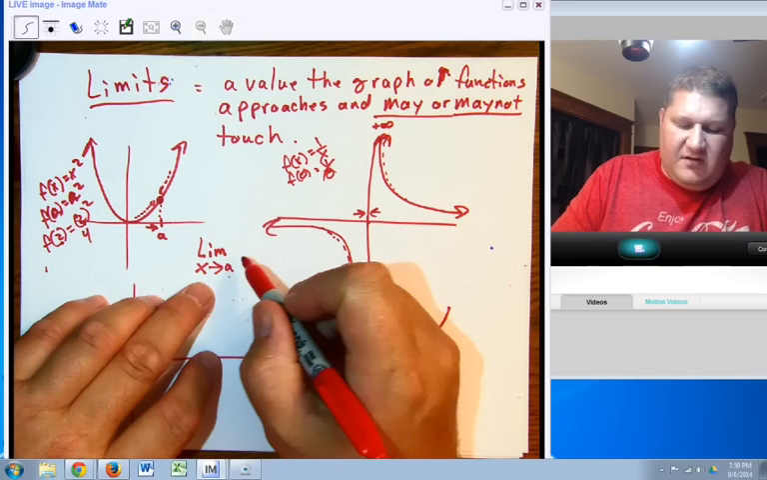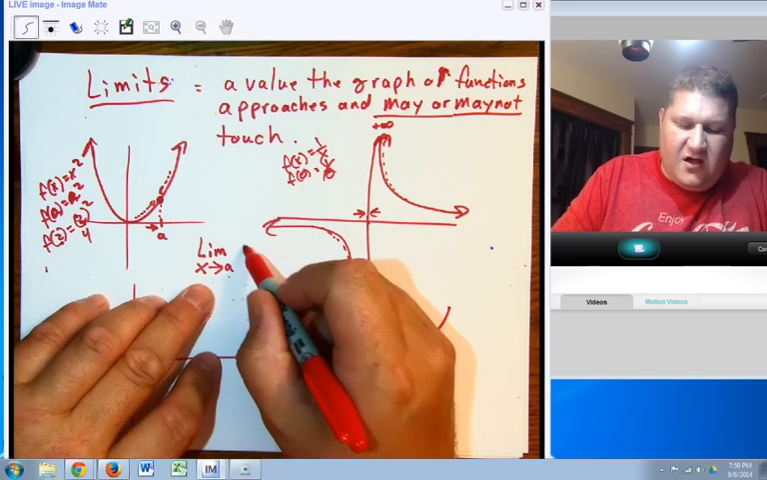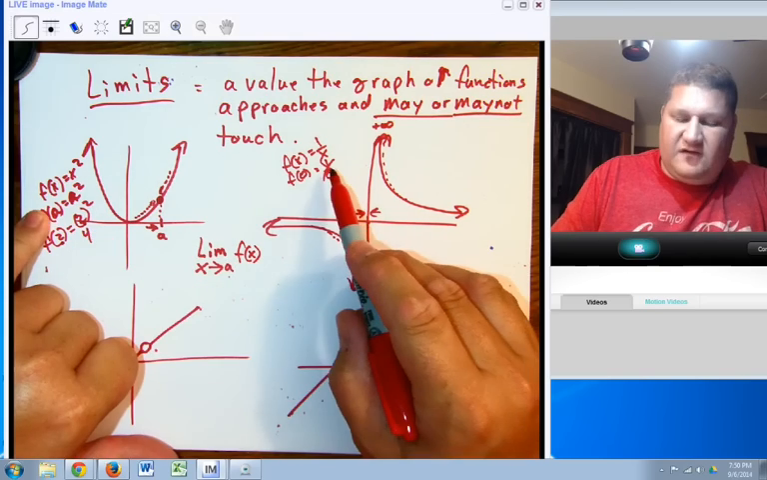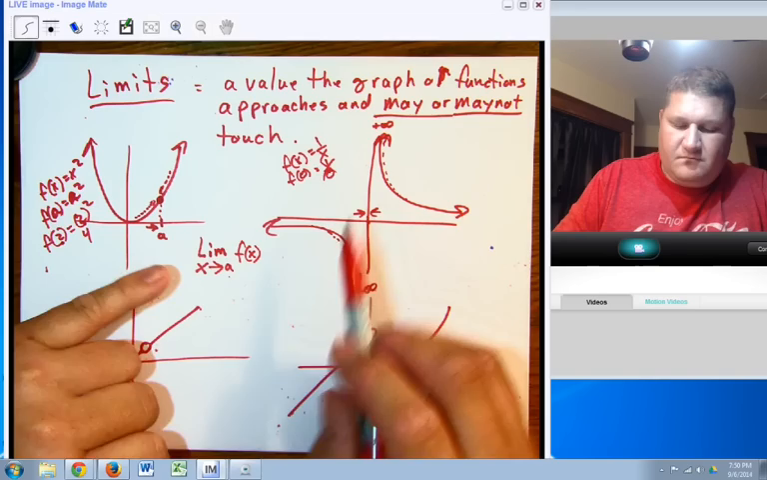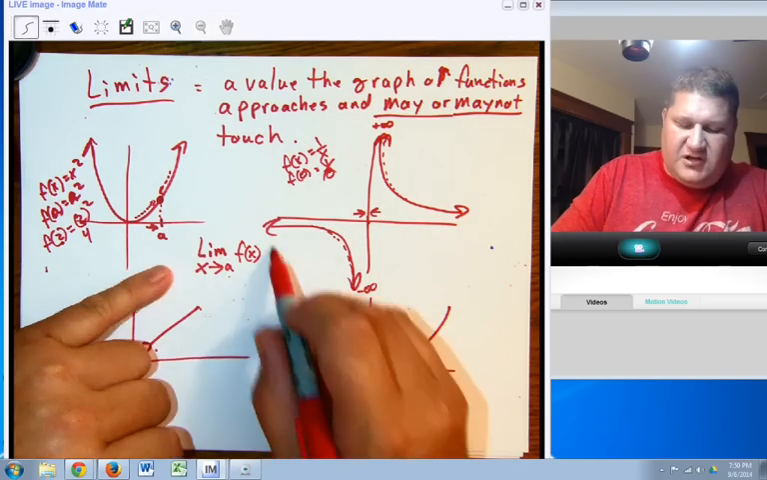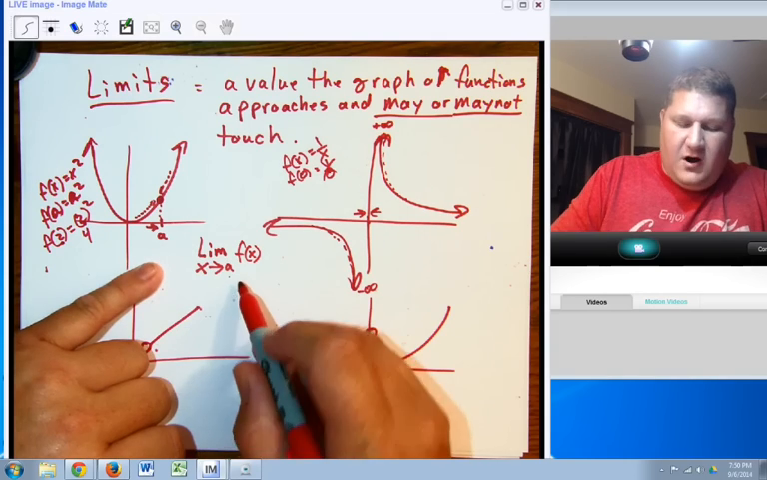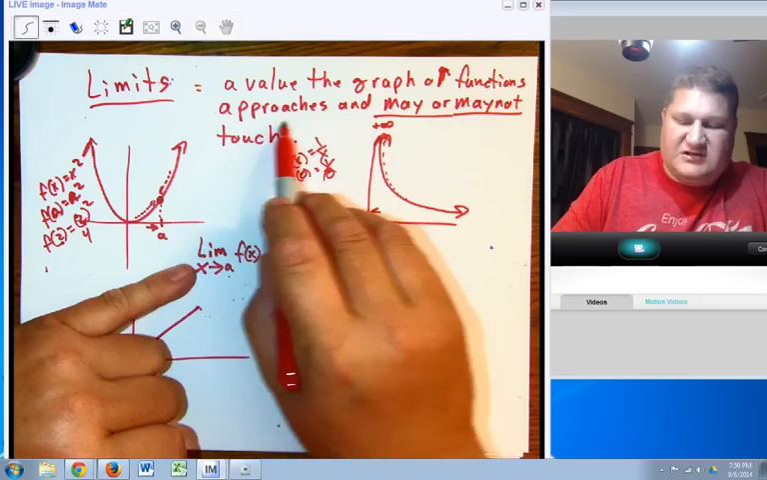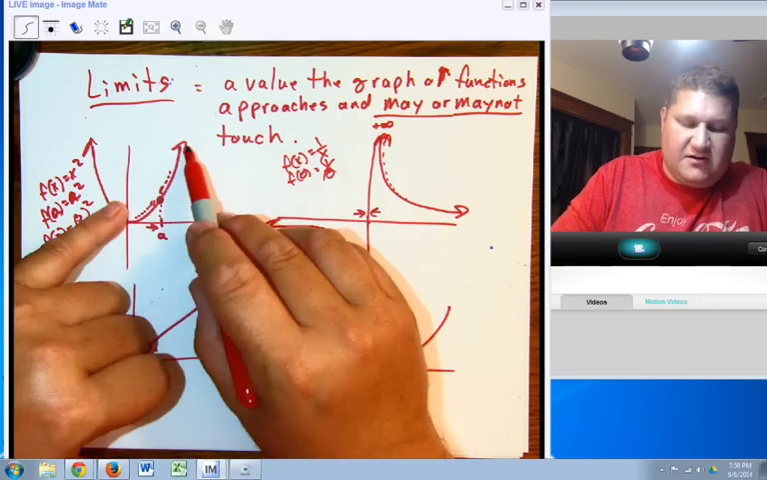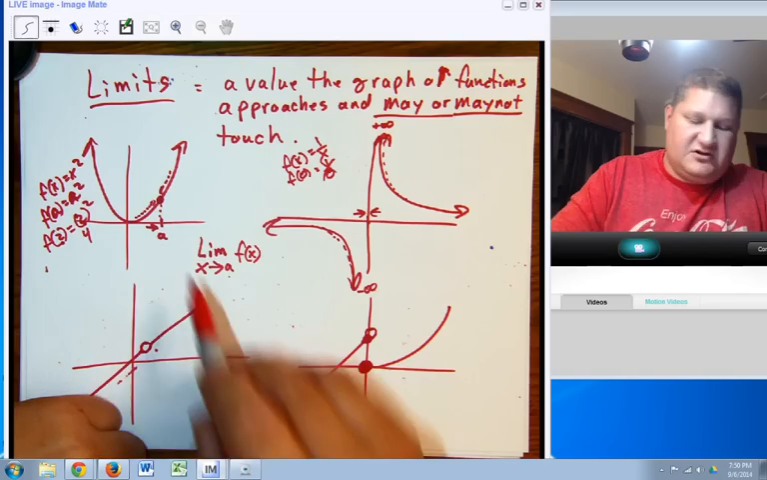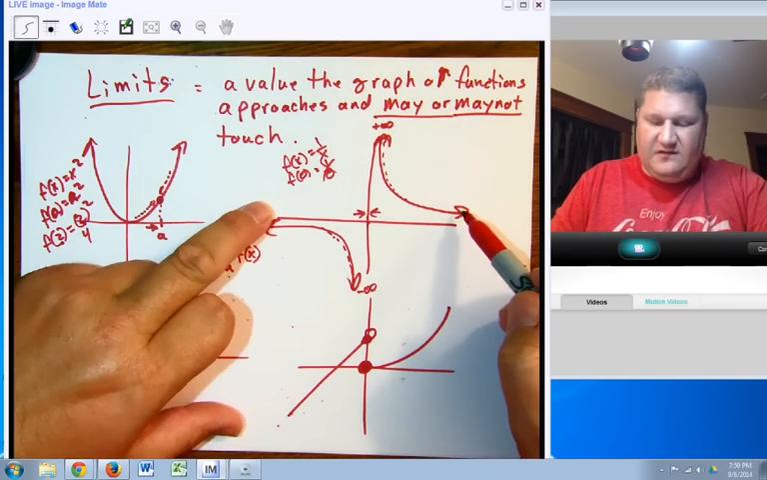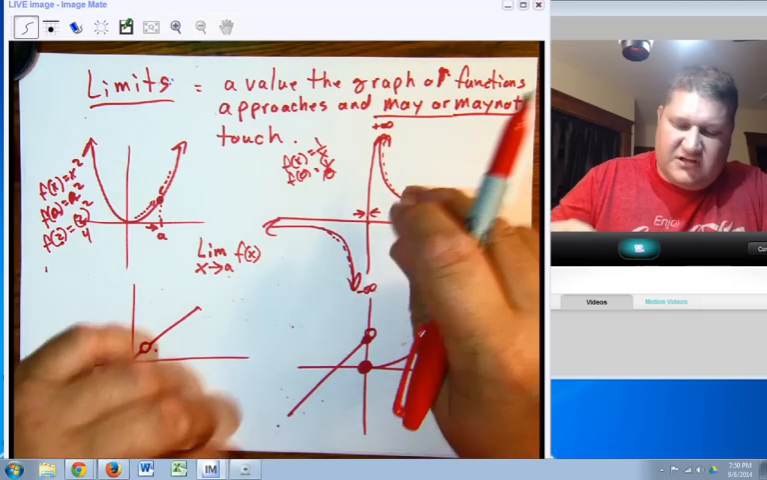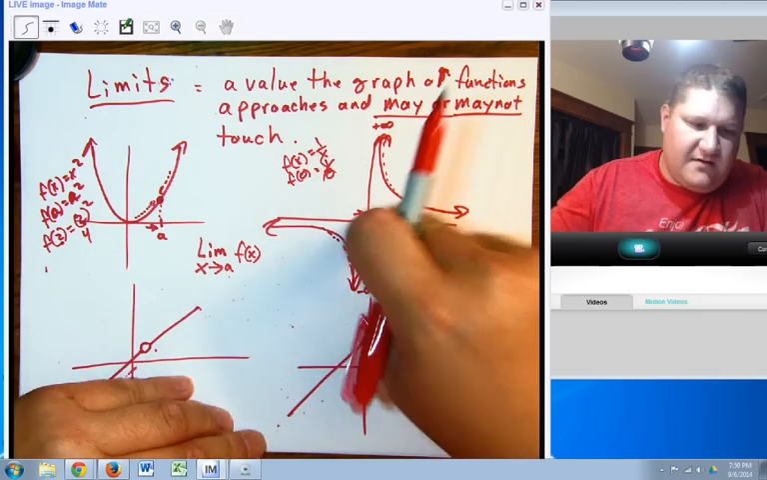And so it's the limit as x approaches a of f of x. Now, in this case, f of x was x squared. In this case, f of x was 1 over x. But this would be the notation that we're looking for. For a limit to exist, there must be a value the graph or function approaches and may or may not touch. In this case, it approached it and it definitely was there. It totally touched it. In this case, it approached a value, and they went opposite directions. So we would say not only does the graph not exist, the limit doesn't exist.